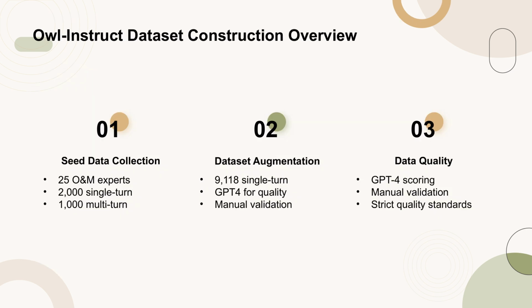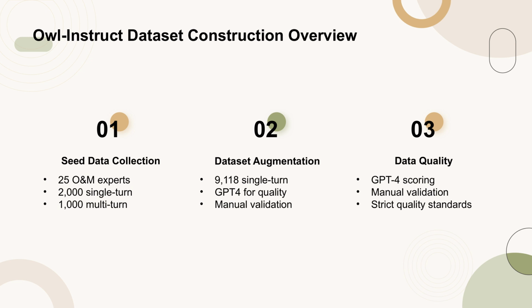The construction of the AllInstruct dataset involves several key steps. Initially, 25 subject matter experts in operations and maintenance, O&M, were engaged to create 2,000 single-turn and 1,000 multi-turn seed data instances. This seed data forms the foundation for the dataset. Following this, the dataset was augmented to include 9,118 single-turn dialogues, with quality ensured through GPT-4 and manual validation.